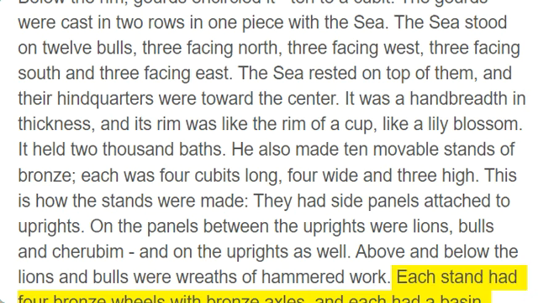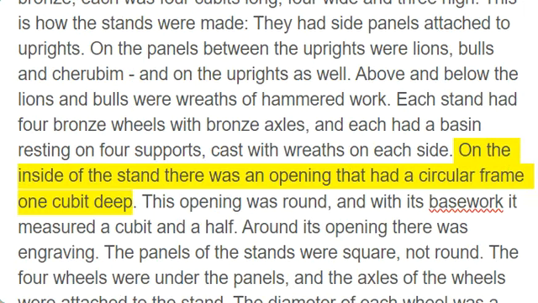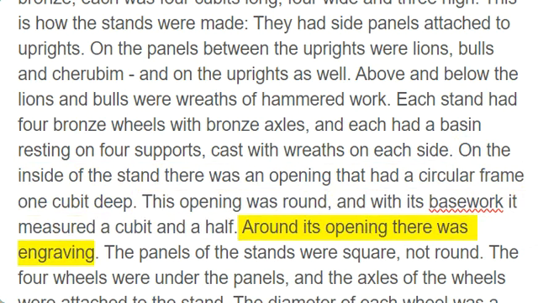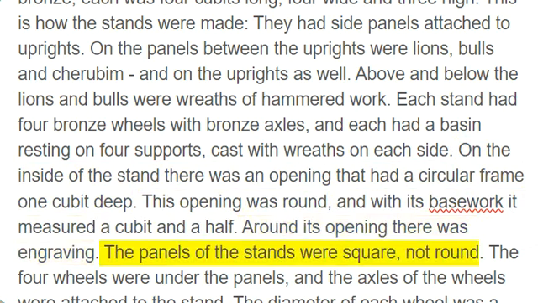Each stand had 4 bronze wheels with bronze axles, and each had a basin resting on 4 supports, cast with wreaths on each side. On the inside of the stand there was an opening that had a circular frame 1 cubit deep. This opening was round, and with its base work it measured 1.5 cubits. Around its opening there was engraving. The panels of the stands were square, not round.